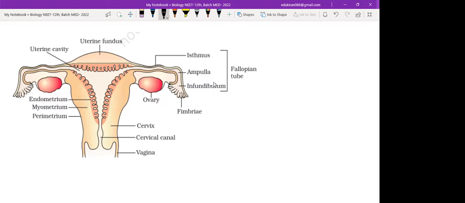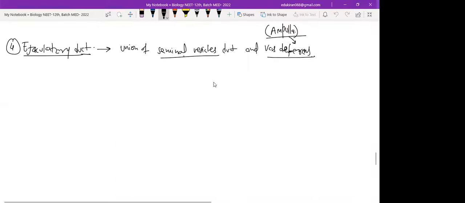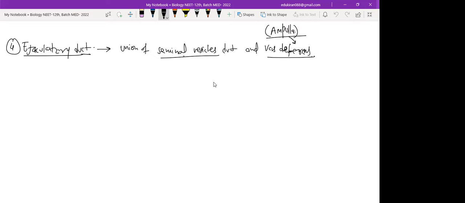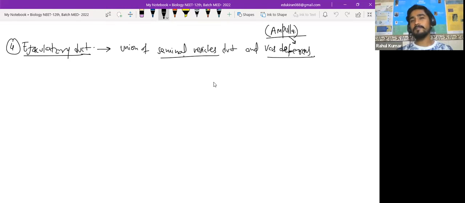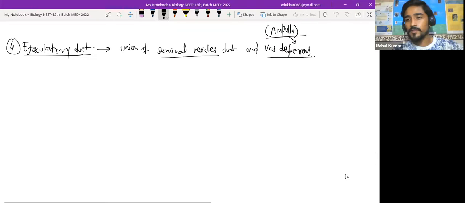Why is it so? Why is it wide? That is slightly difficult to answer. I have seen people answering that it is the region where multiple sperms will just move, but that is not the main reason. A student's explanation for the female system is that fertilization takes place there, so it is wide. You need more space to do fertilization.